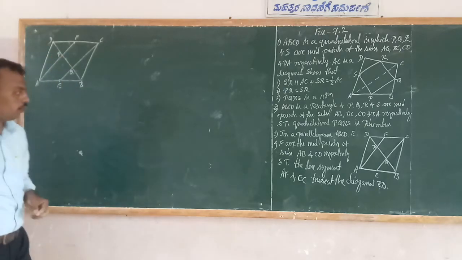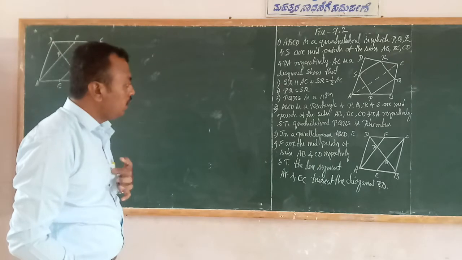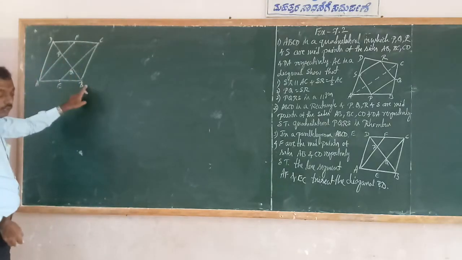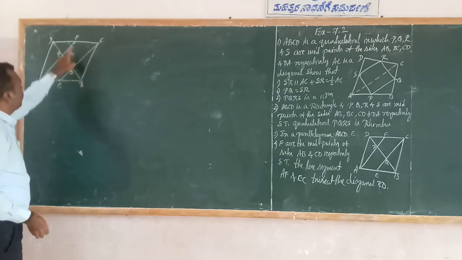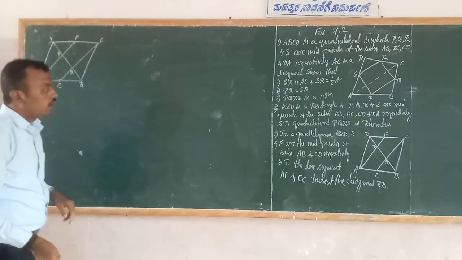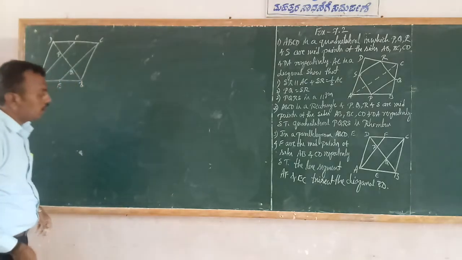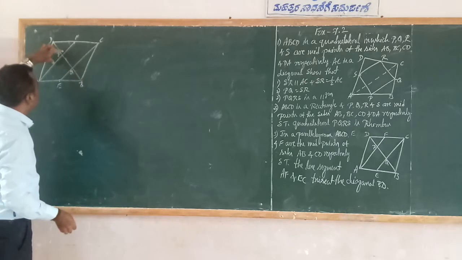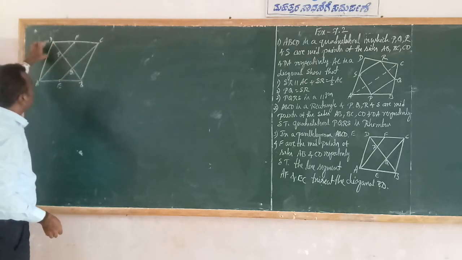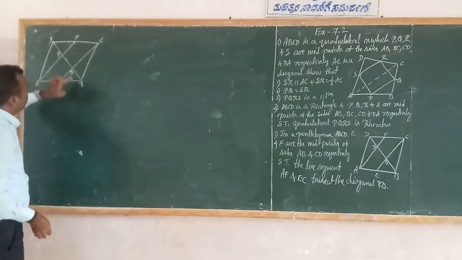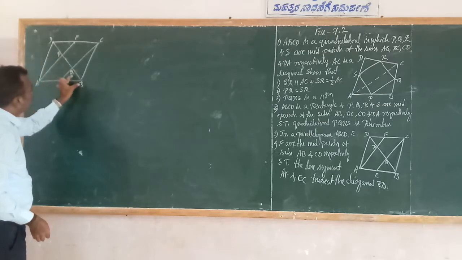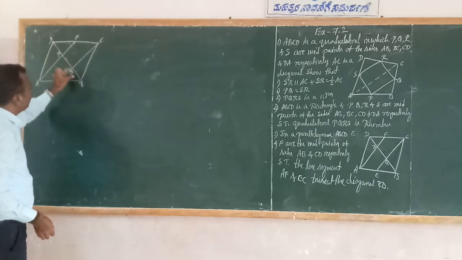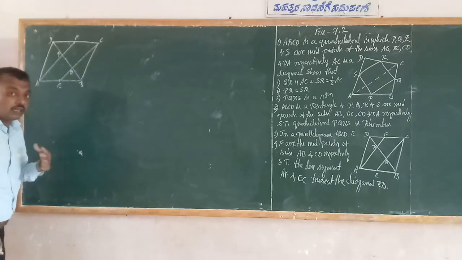So what do we have to prove? In a parallelogram ABCD, E and F are the midpoints of AB and CD. So ABCD is a parallelogram. E is the midpoint of AB, F is the midpoint of DC. We want to show that the line segments AF and EC trisect the diagonal BD. Trisecting the diagonal BD means DP is equal to PQ is equal to QB. These three parts are equal to each other. That we want to prove.